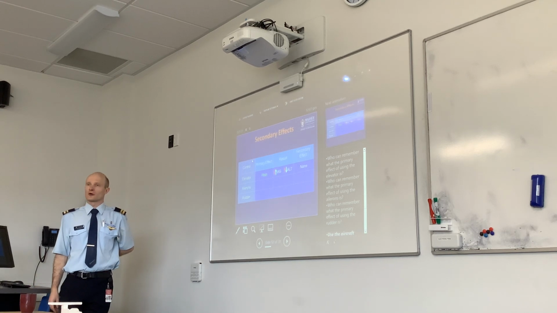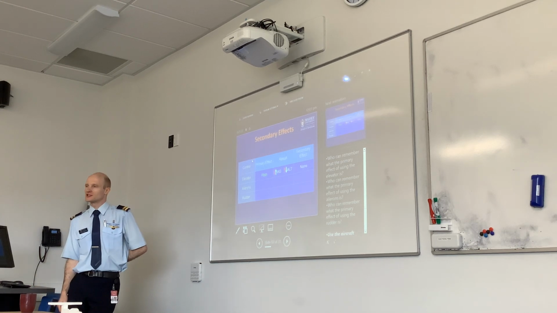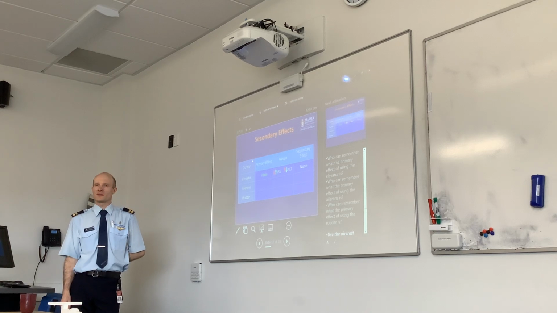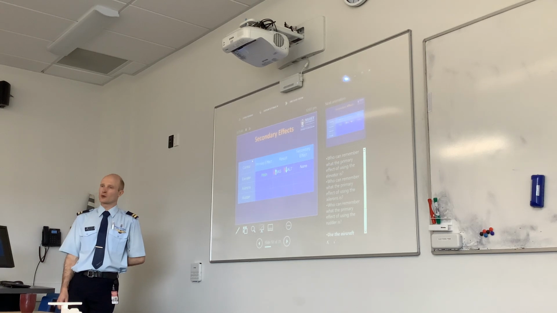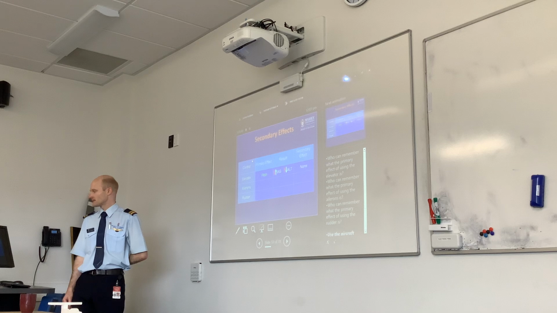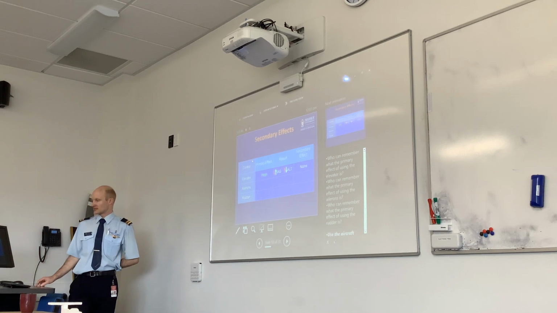By that I mean the aeroplane has no tendency to start rolling or yawing about its other axes when you pitch the nose up or down. It just has consequences that your altitude and the speed will change. But it's a bit different when we get to the ailerons.